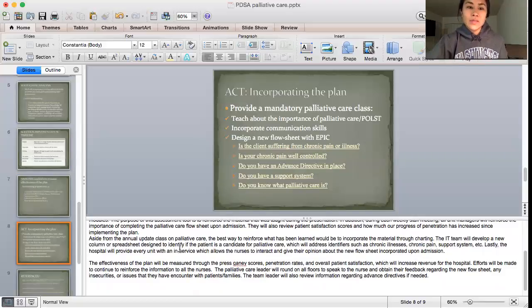The effectiveness of the plan will be measured through Press-Ganey scores, penetration rates, and overall patient satisfaction, which will also increase revenue for the hospital. Efforts will be made to continue to reinforce the information to all the nurses. Palliative care leaders will round on the floors to speak to the nurse and obtain their feedback regarding the new flow sheet, any insecurities or issues that they have encountered with patients and families. The team leader will also review information regarding advanced care directives if needed.